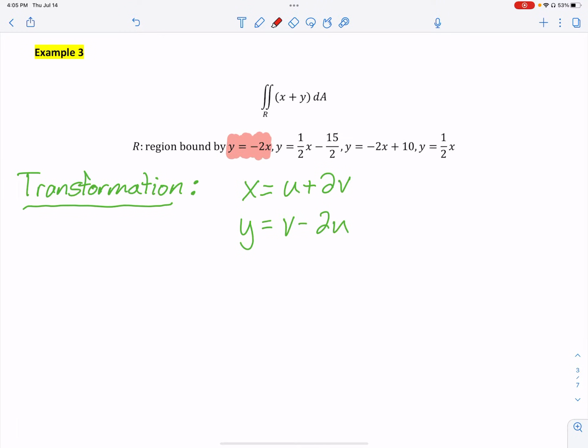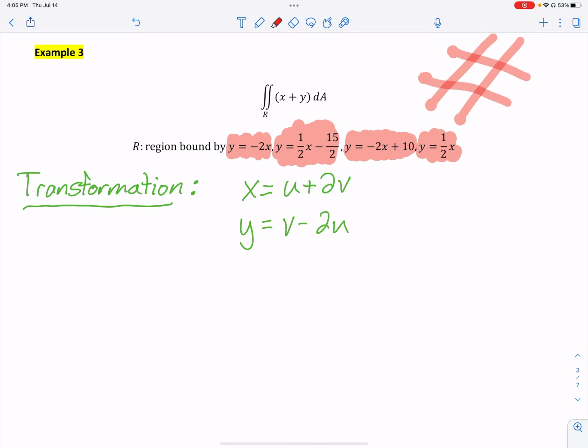Notice this is a slanted line, right? It has a slope of -2, intercept of 0. This is another line that's at a slant, not straight up and down. Same thing for here, and same thing for here. We have 4 lines, so it's going to look something like this. So we're dealing with some region on the inside there.